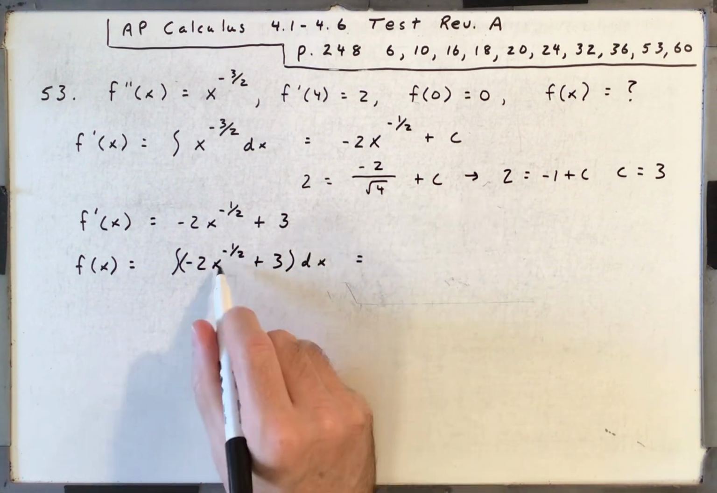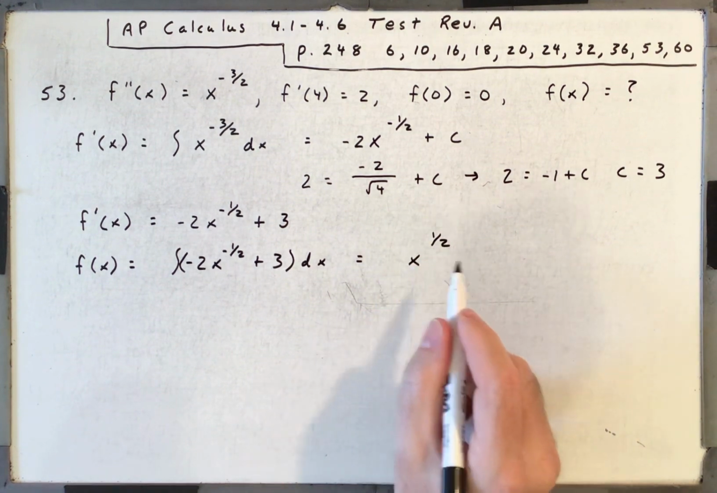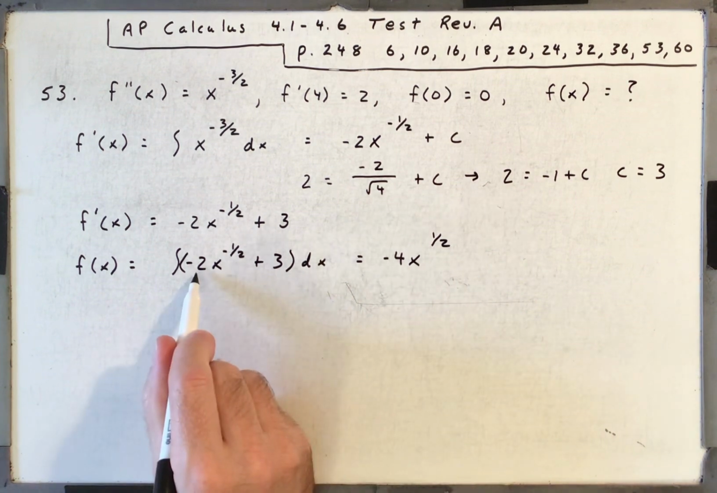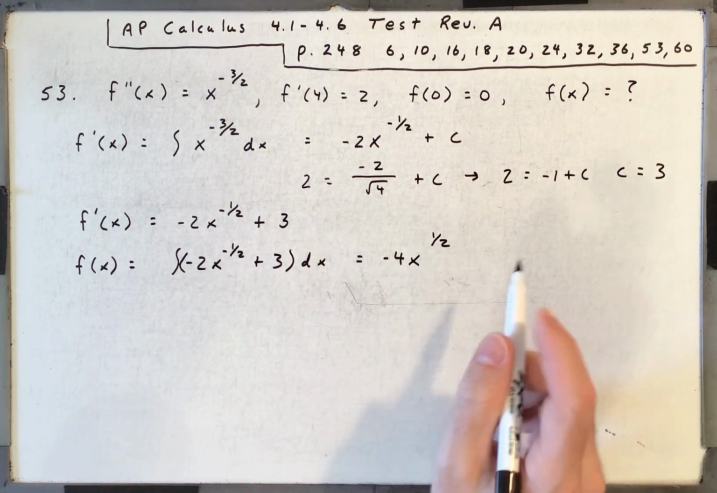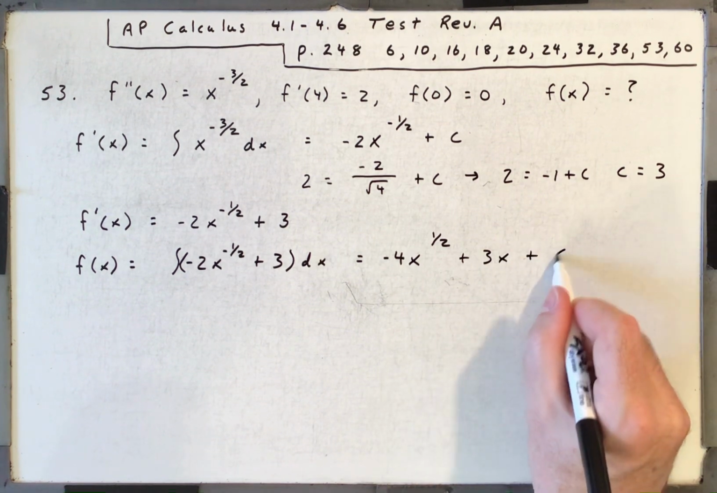Okay, so let me eyeball that. I'm going to add 1. That's x to the 1/2 but I would need a negative 4 out front. 1/2 times negative 4 would be negative 2, and then subtract 1, so we're good there. Plus 3x plus c.